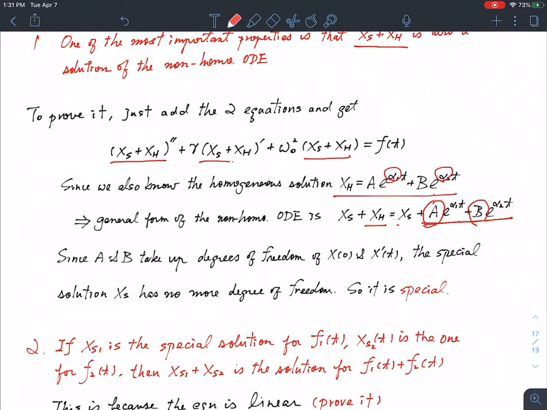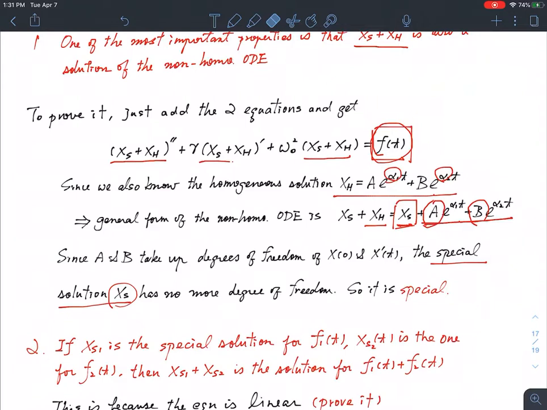That means there are no more degrees of freedom left for XS. This is why this part is special, different from the other two, so that we use subscript S. It's called a special solution. This special solution XS has no more degrees of freedom, meaning it's fully given by f of t. There are no more degrees of freedom we need to worry about.